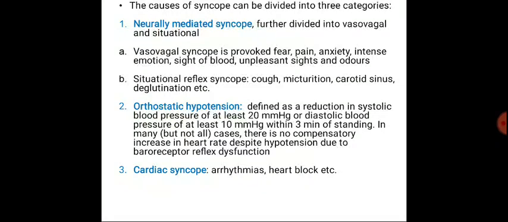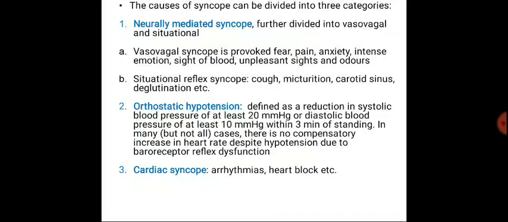Neurally mediated syncope is further divided into the vasovagal and the situational reflex. Vasovagal syncope is provoked by fear, pain, anxiety, intense emotion, the sight of blood, an unpleasant sight, or an odor. While the situational reflex syncope is caused by cough, micturition, cardiac sinuses, deglutition, etc.